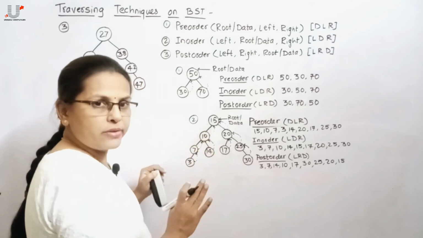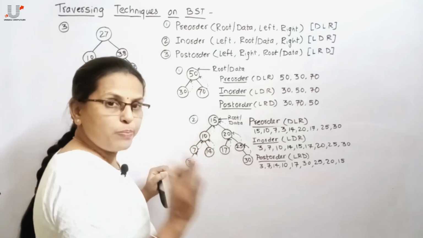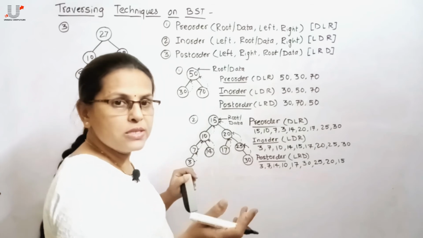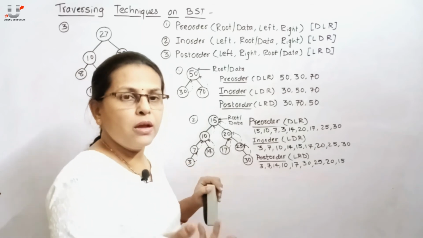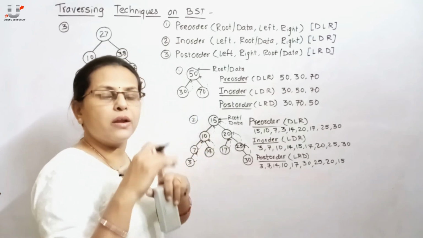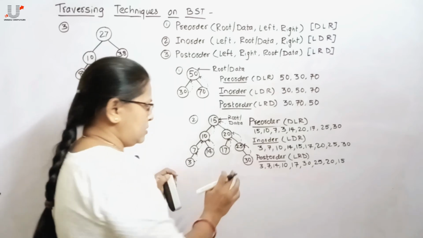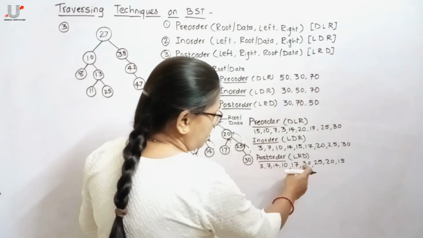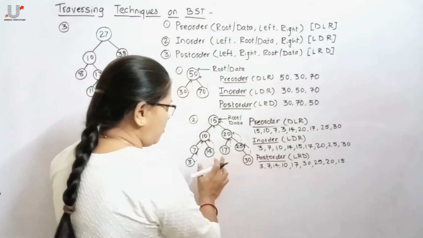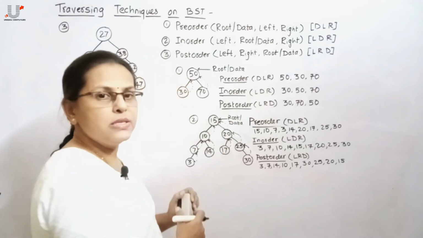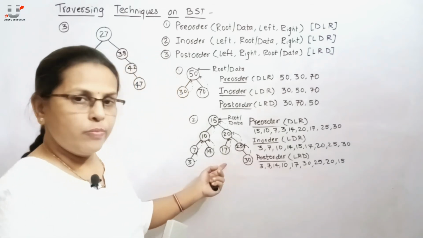In post-order traversal, the parent always gets processed after processing all its left and right subtrees. So this is the post-order traversal for this binary search tree.